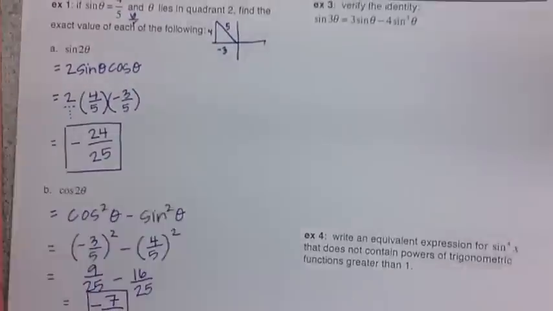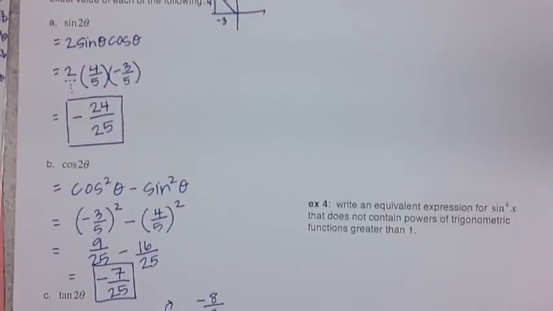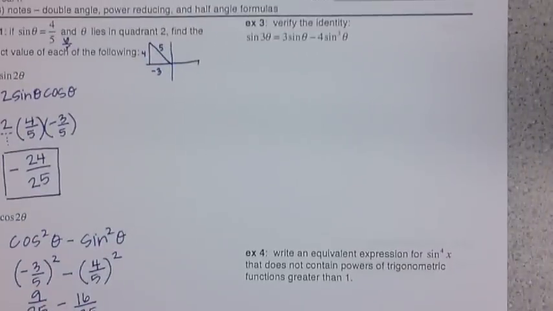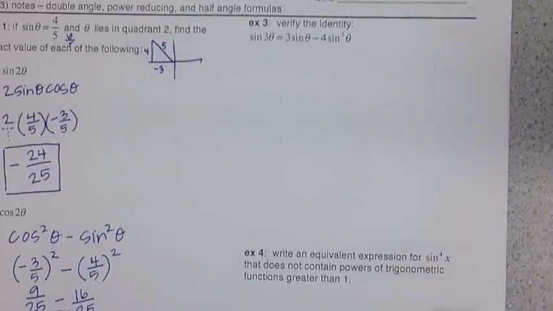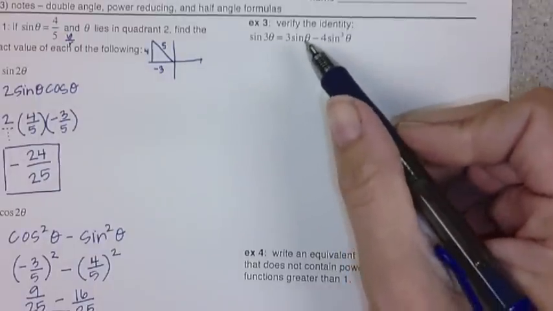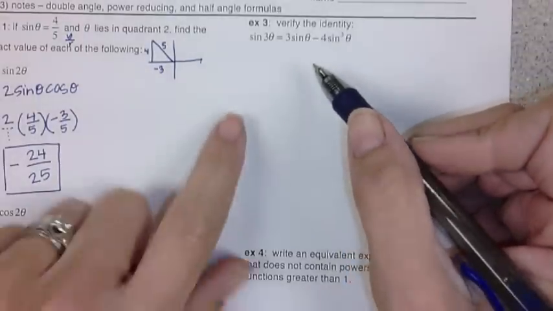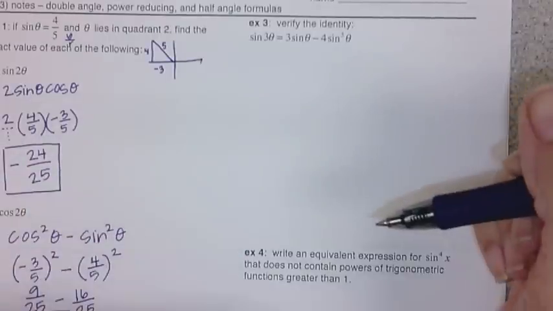Okay, moving on, we're going to verify an identity now. On this one right here, we are going to use some of the formulas we've already learned, and some of the formulas from this section. So we're starting off with sine 3 theta equals 3 sine theta minus 4 sine cubed theta. This one gets a little bit long, but we can do it.